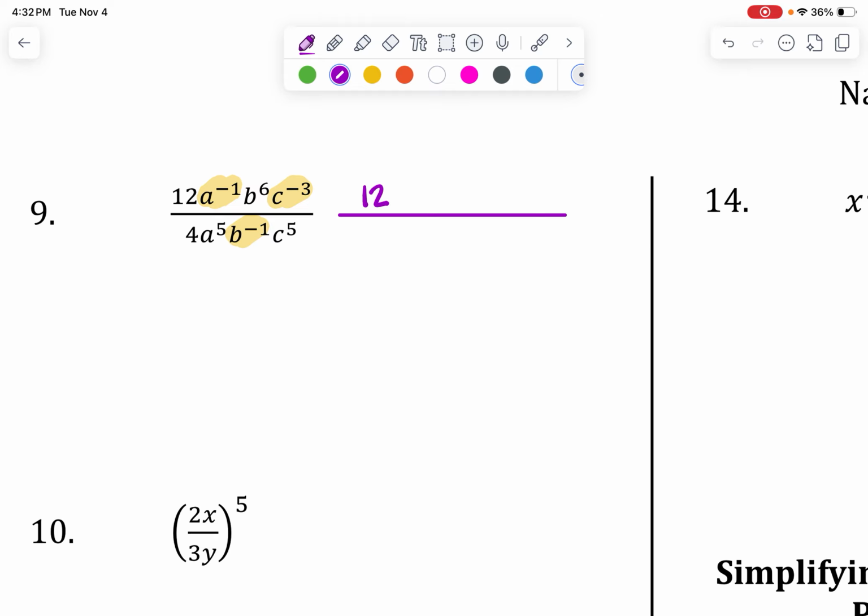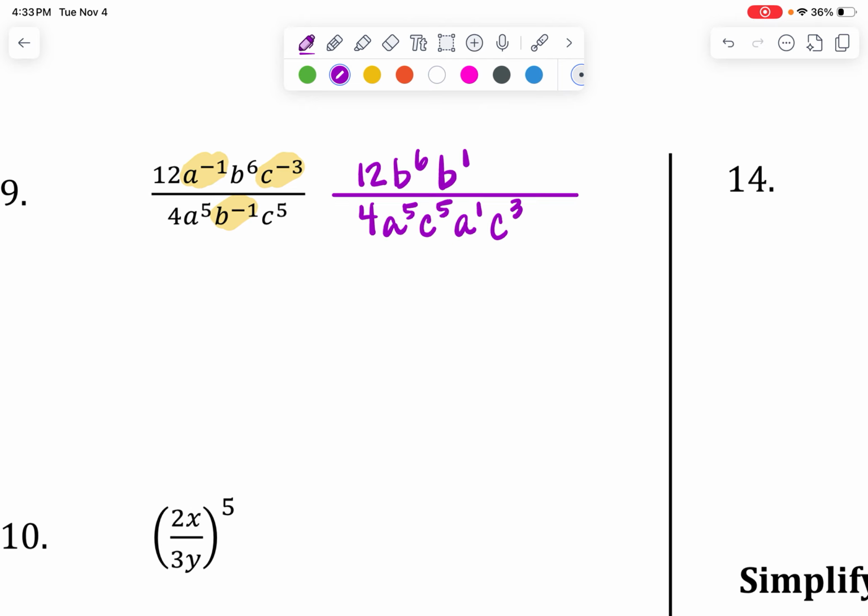So the 12 is going to stay. The b to the 6th is going to stay. The 4, a to the 5th, c to the 5th. So that's everything that had a positive power that's not highlighted. So they're going to stay put. Now I'm going to move everything to the other side. So the a to the 1st is going to come down. And then the c to the negative third is going to come down and they become positives. And then that b to the negative 1 moves up top where it becomes b to the positive 1.